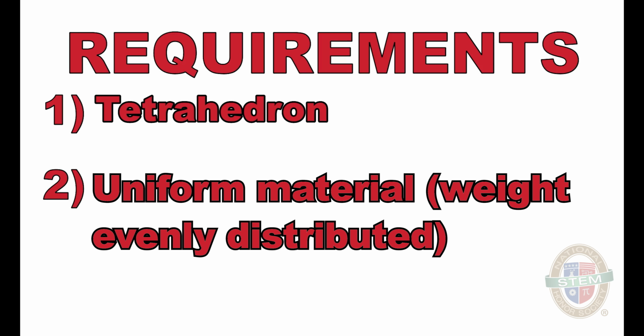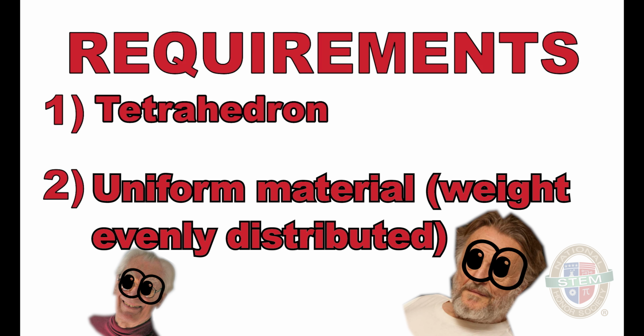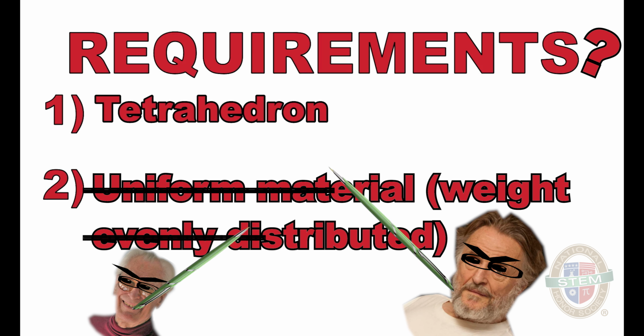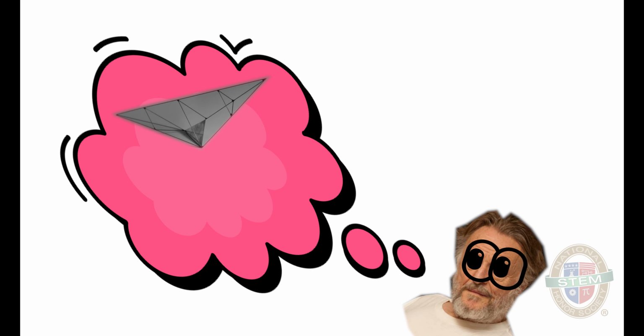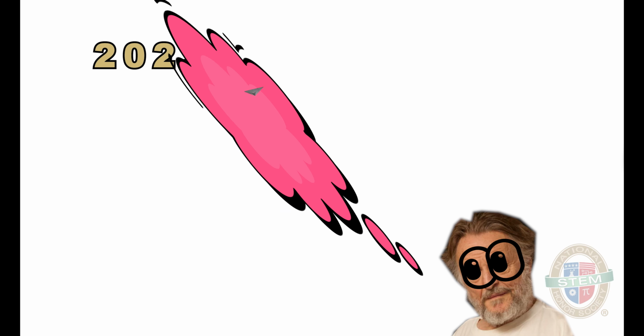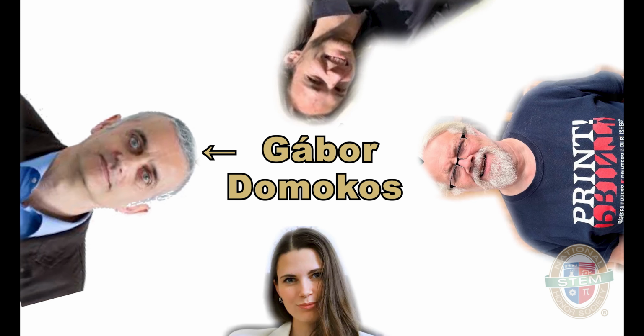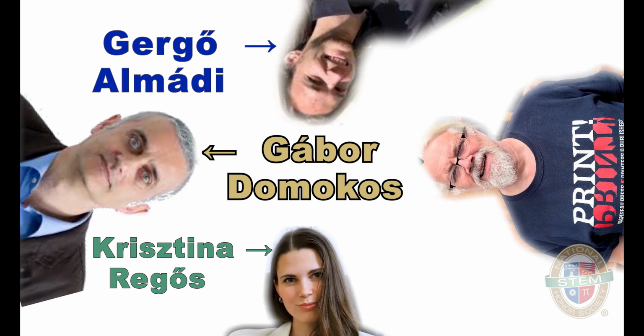Now, back to those 2 rules. At least, they were the rules until Conway and Guy proved that satisfying both of them was impossible, so they took out the second one. Conway thought that a monostable tetrahedron was indeed possible, and while he did not prove this, a couple years ago some other mathematicians did: Professor Gabor Domokos, his graduate students Gergő Almádi and Krisztina Regős, plus another professor, Robert Dawson.